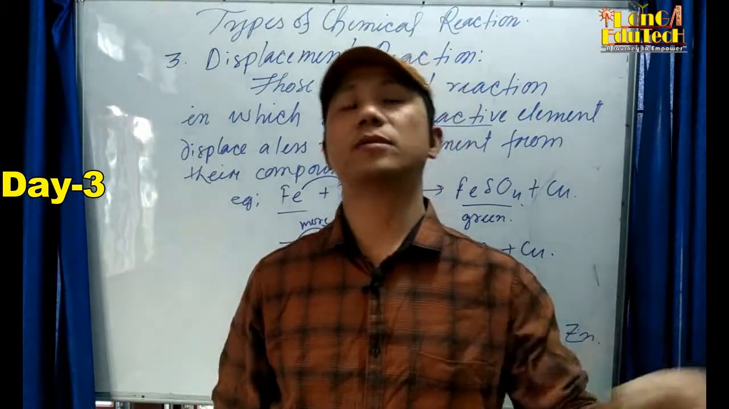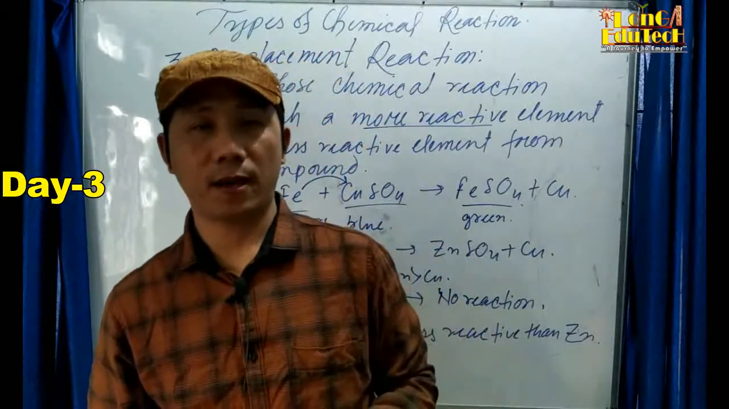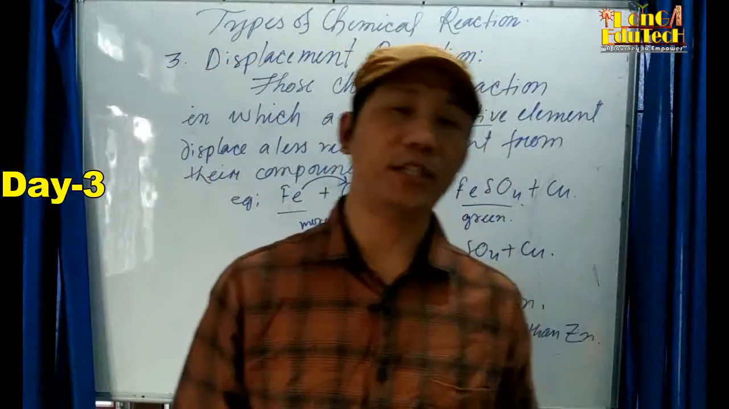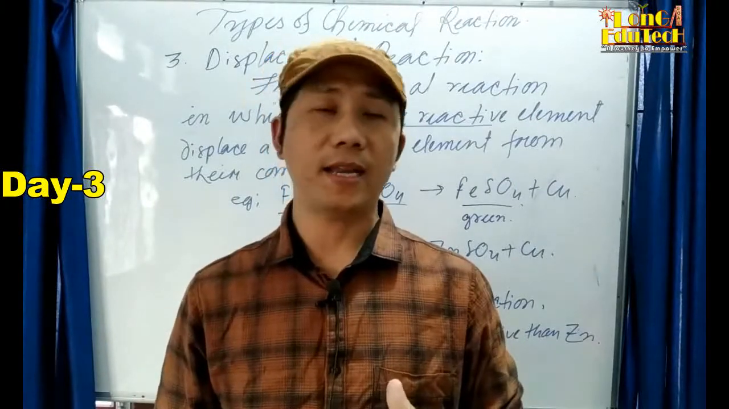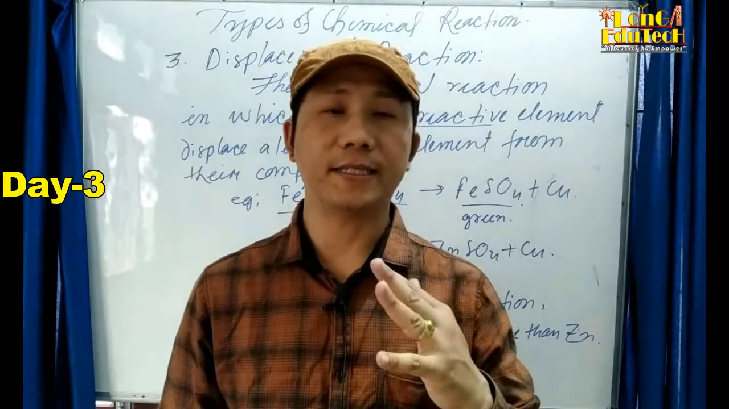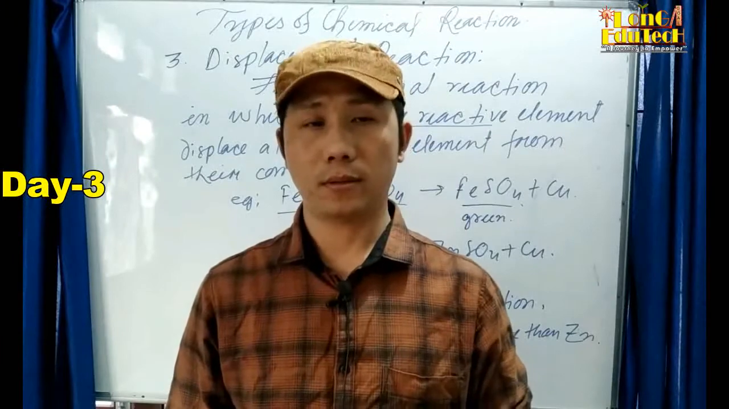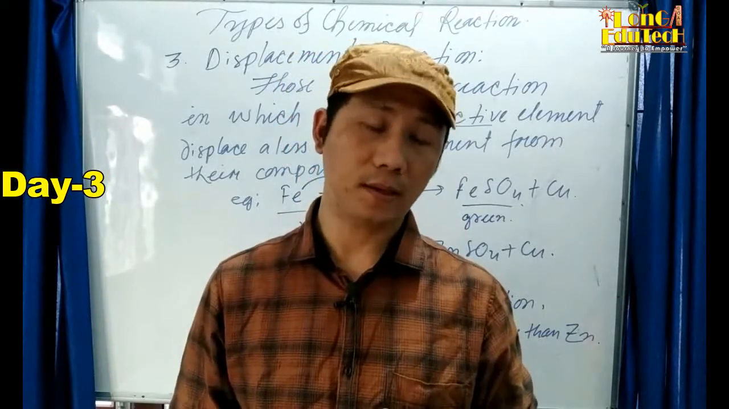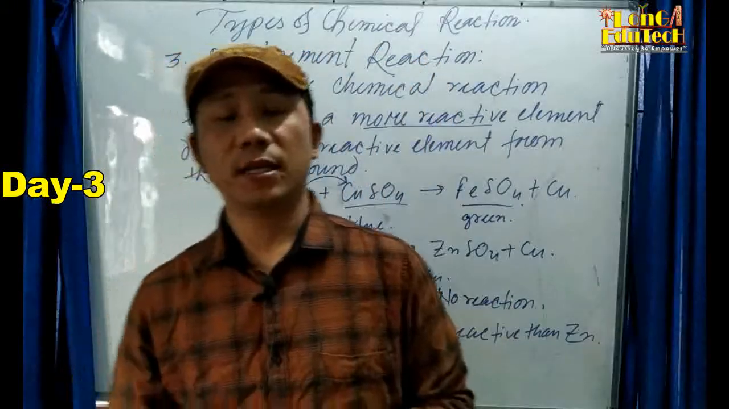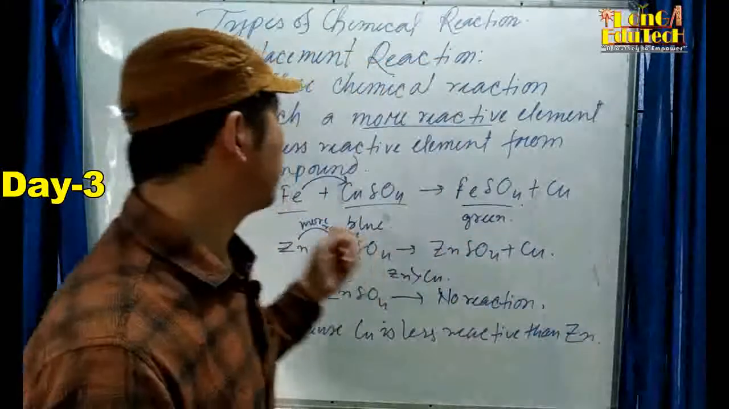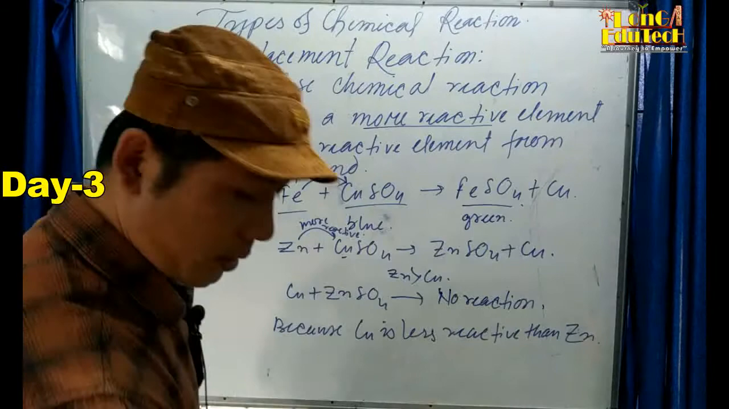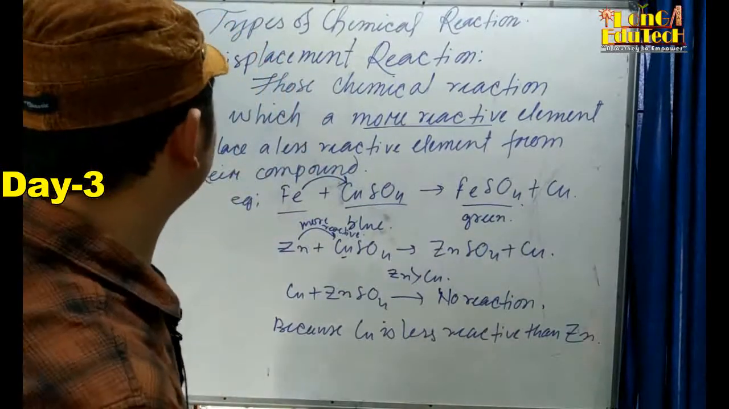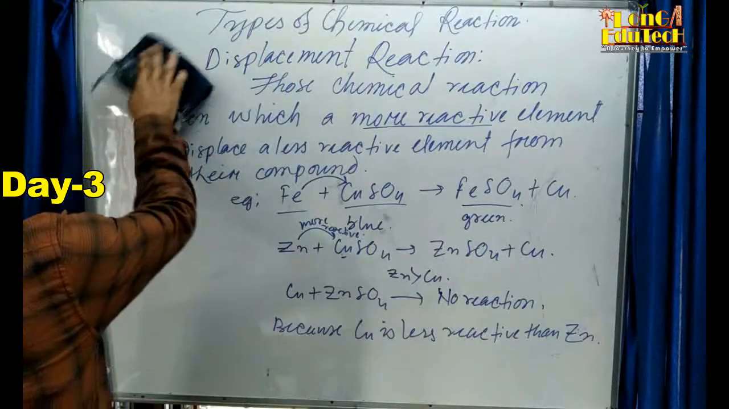The most reactive element is potassium, and next comes sodium. The least reactive element is gold, and next come platinum and others. So these elements we have to know. This is all about displacement reactions, and now we'll proceed to double displacement reactions.